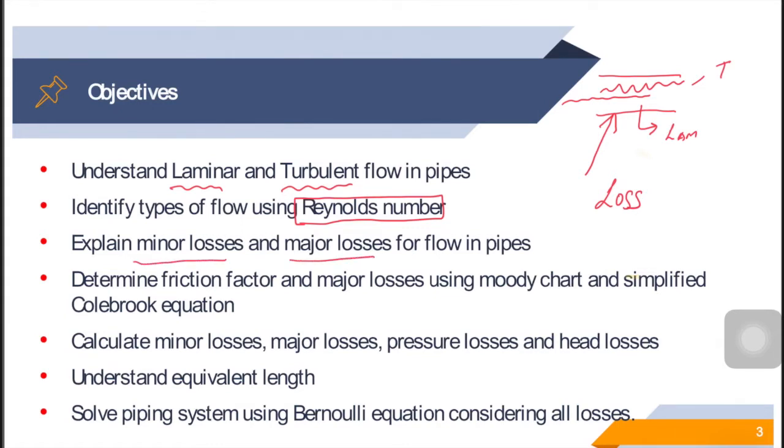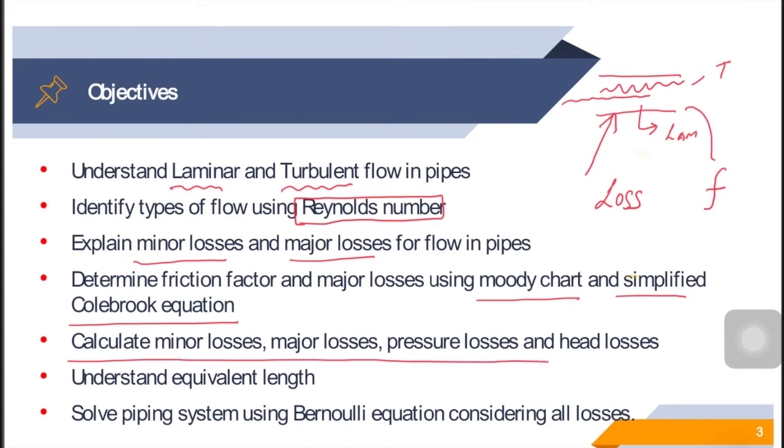Then once we know about the losses, we are going to determine what the frictional effects are, what kind of frictional factors are present, and how to determine them. We determine them using the Moody chart or the simplified Colebrook's equation. After learning about the friction factor, we are going to learn how to calculate minor losses, major losses, pressure losses, and head losses, and understand what is equivalent length.